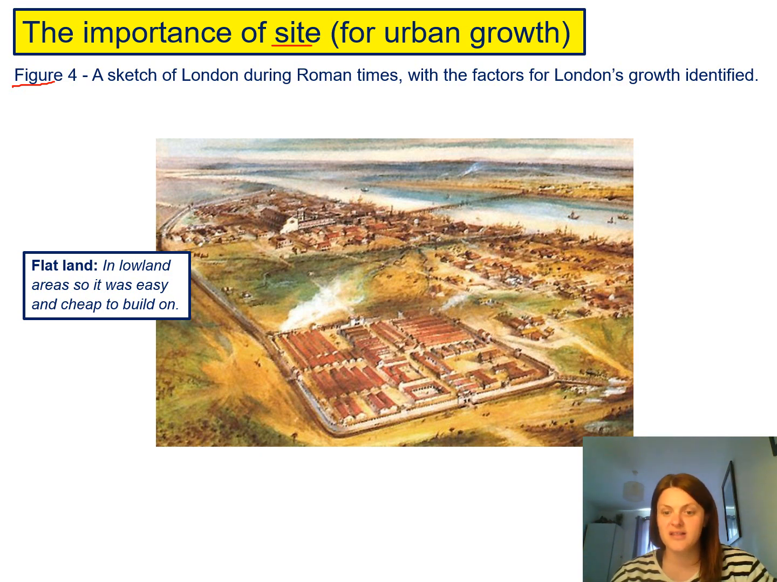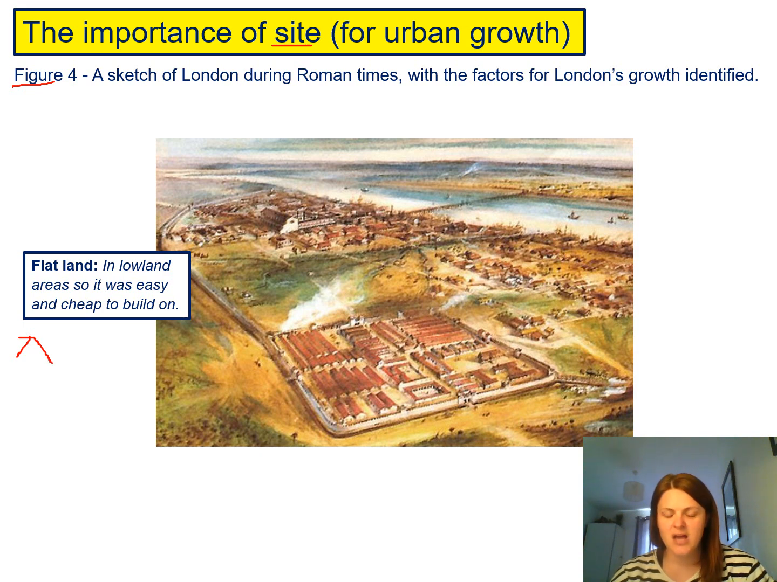So London today is our capital city. It's one of the biggest cities in the world, and it's really, really successful. So why has it been so successful over all these years? Well, there are lots of factors that come into play about its site. The first one you can see here, that London has a lot of flat land.